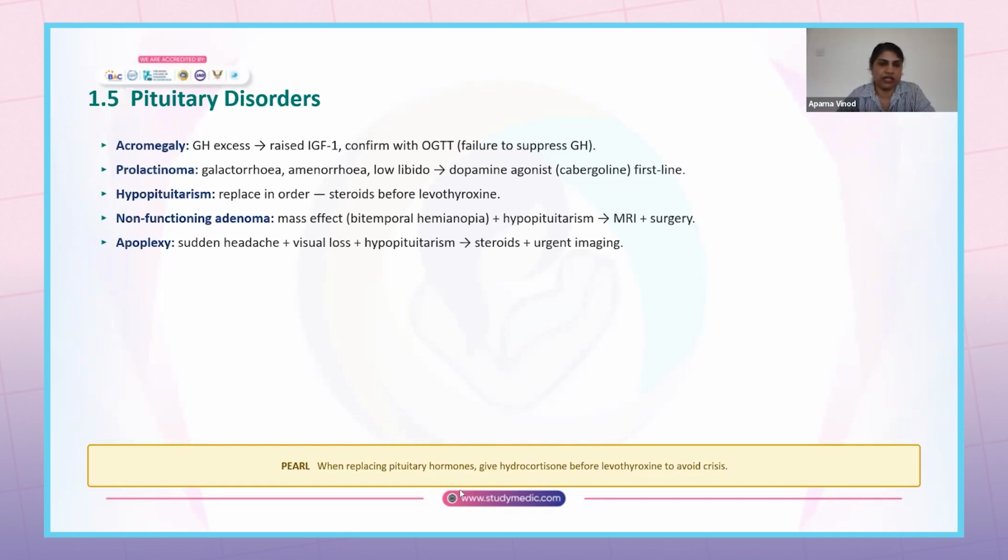All this is because of excessive growth hormone. You would expect to find raised insulin-like growth factor 1. That is a screening test, and to confirm that, oral glucose tolerance test will be used. So failure to suppress a GH will be confirmatory in acromegaly.